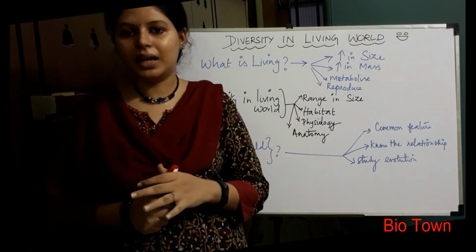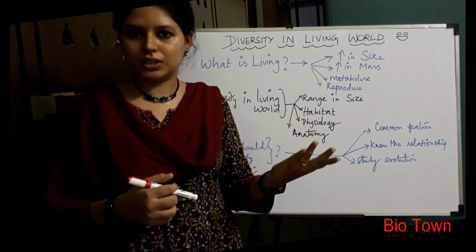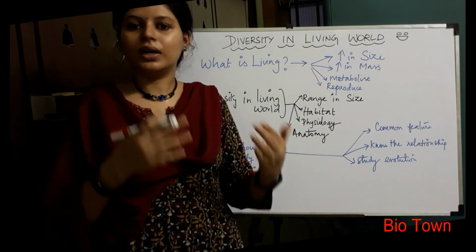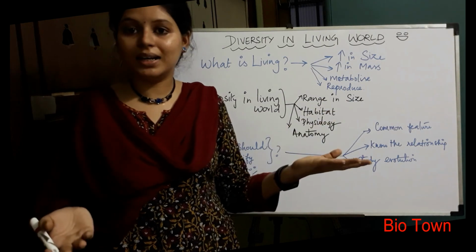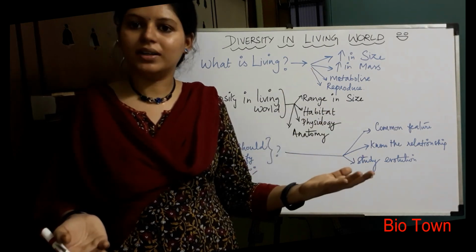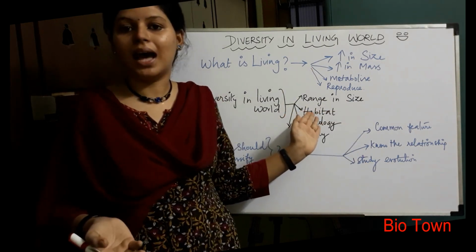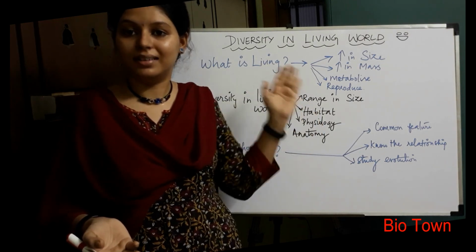Next is habitat. Compare yourself with fishes. A cat is a terrestrial animal, but fish are all aquatic animals. They dwell in water. So that is habitat. Habitat is the place where they live.